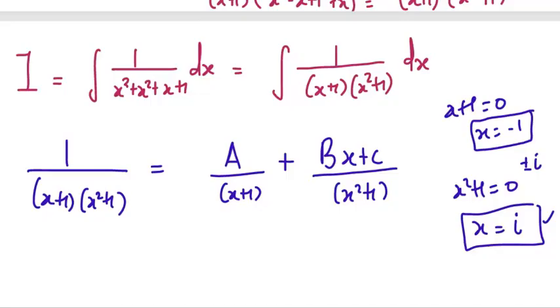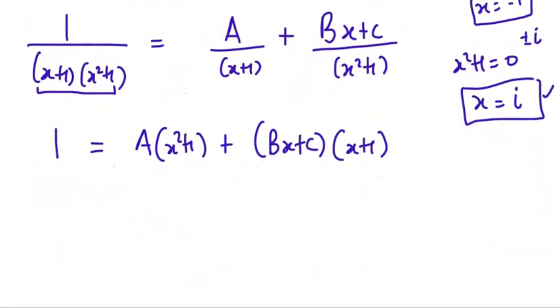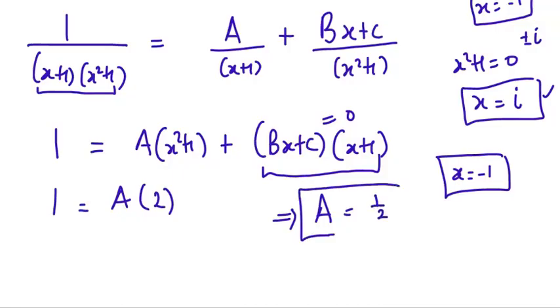Now, if we multiply both sides by this product, then we have at the left hand side 1, which is equal to a multiplied by x squared plus 1, and then plus bx plus c multiplied by x plus 1. Now we need to solve for a, right? Then we're going to let x equals negative 1, just like we said earlier, right? So with x equals negative 1, this turns out to be 0. And we're left with 1 equals a into bracket, so negative 1 squared is 1, plus 1 is 2, right? And we see from here that a is just 1 by 2.